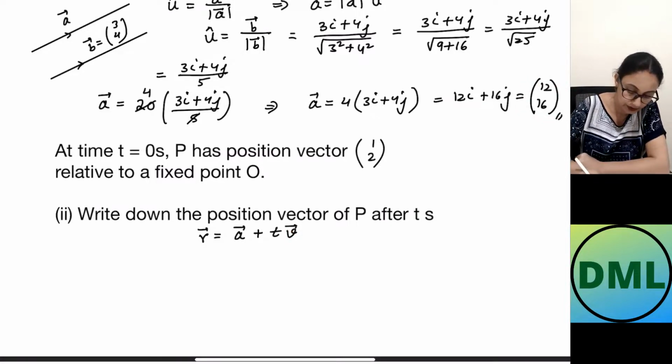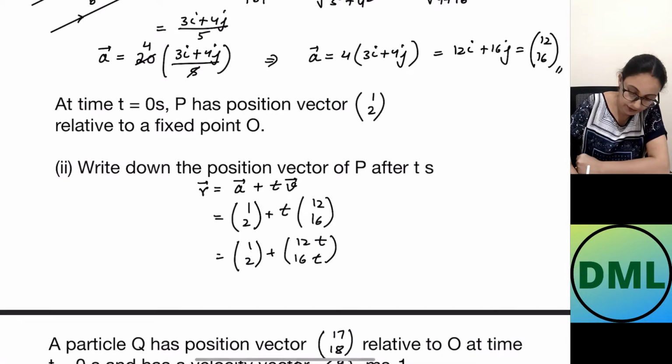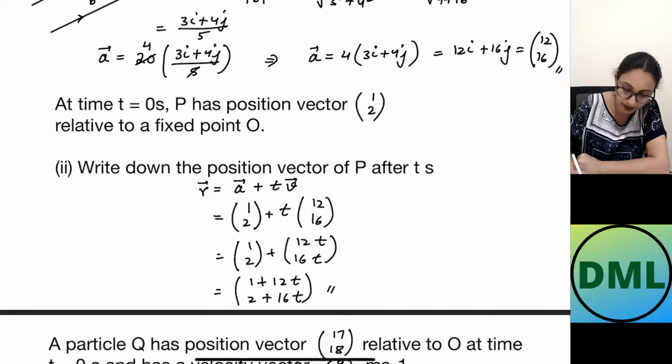So let's substitute the values here. The initial vector is 1, 2 plus the time t, and the velocity vector 12, 16. If I solve it, that will be 1, 2 plus 12t, 16t. If I add it, that will be equal to 1 plus 12t, 2 plus 16t. That will be your answer for the position vector of P after t seconds.